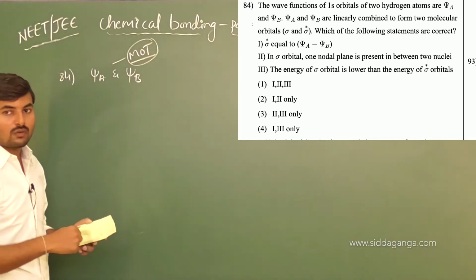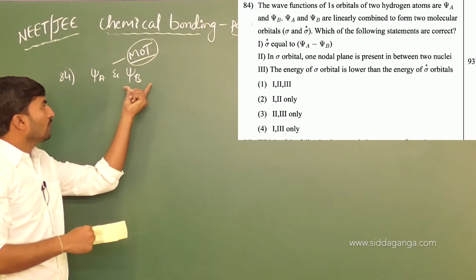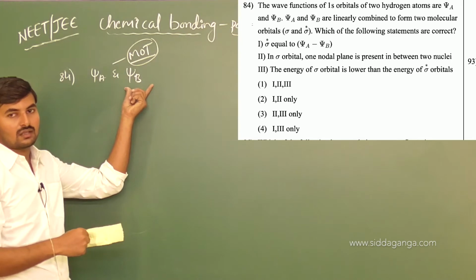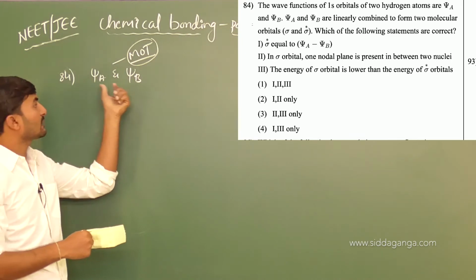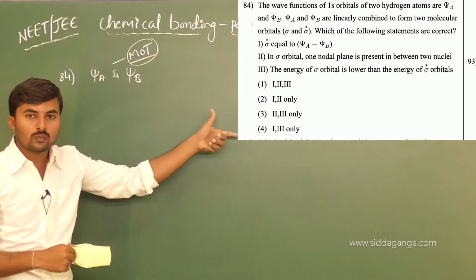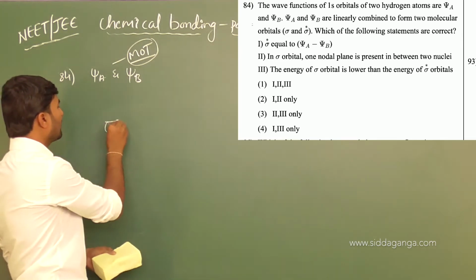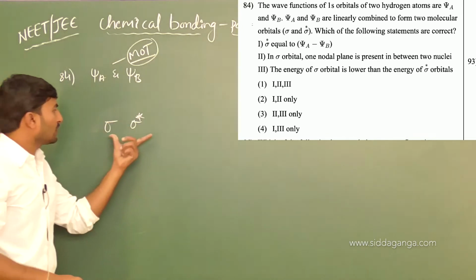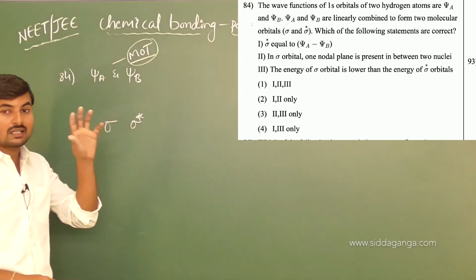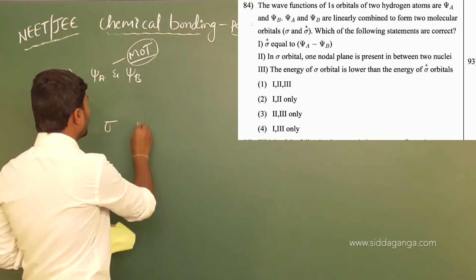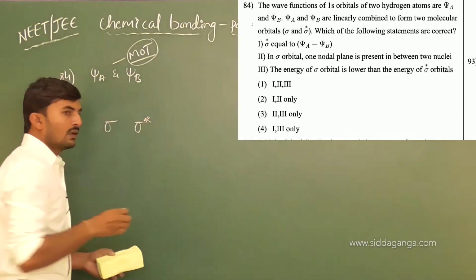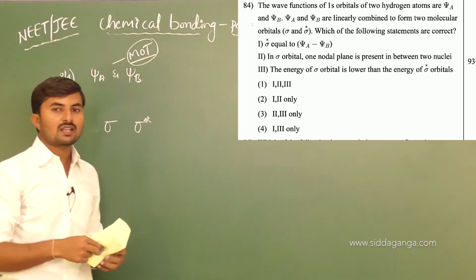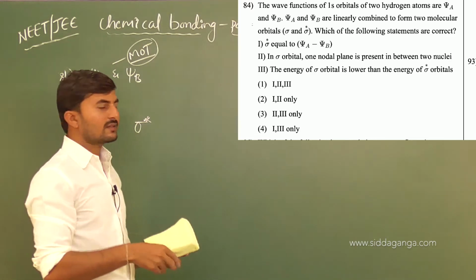Okay, what is the question? These two orbitals are linearly combined with each other. With respect to that, two molecular orbitals are going to be formed, that is, sigma and sigma star molecular orbitals. With respect to that formation, what will be the correct statement or the correct property? Option 1 is sigma star is equal to psi A minus psi B.